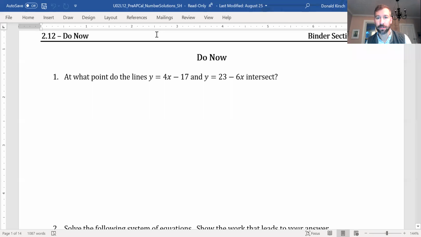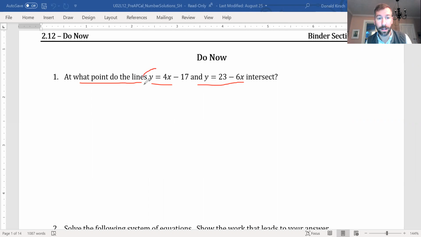Now I'm about to go over the answers. So if you haven't unpaused the video yet, please do so. Remember that these are two linear equations, meaning they're either going to be parallel, they're going to be the same exact line, or they're going to intersect exactly once. And so we want to know at what point do the lines intersect.